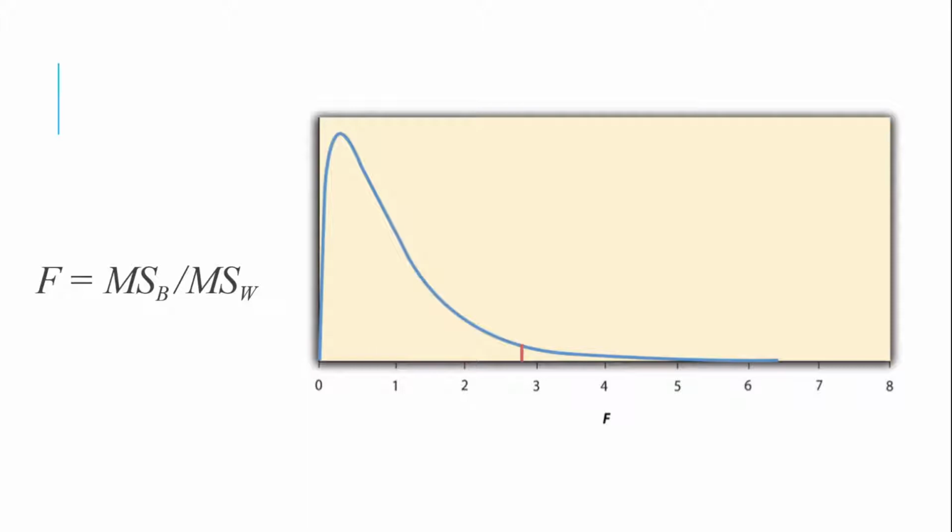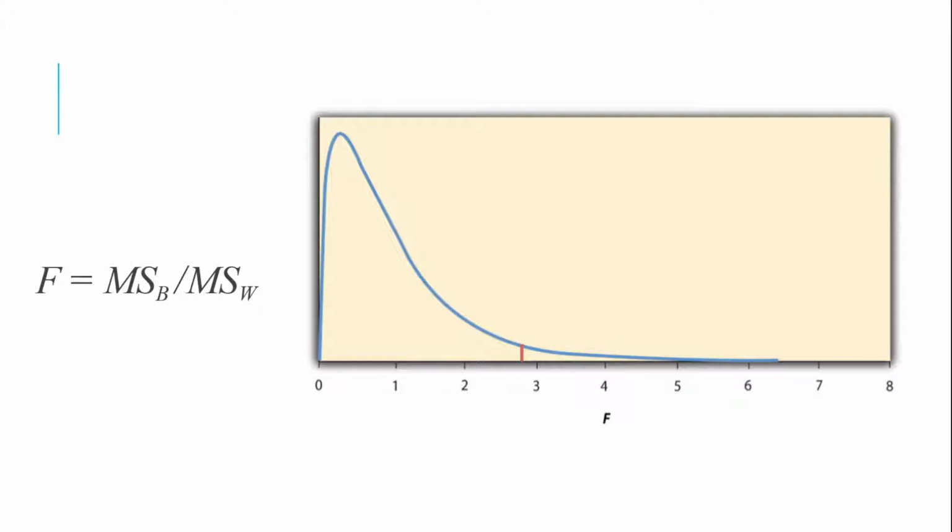One-way ANOVA. The one-way ANOVA is used to compare the means of more than two samples in a between subjects design. The null hypothesis is that all the means are equal in the population. The alternative hypothesis is that not all the means in the population are equal. The test statistic for ANOVA is called F. It's a ratio of two estimates of the population variance based on the sample data.